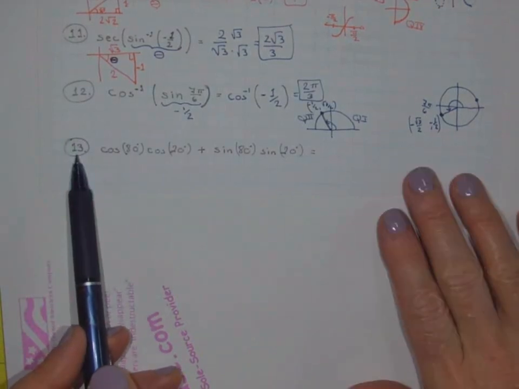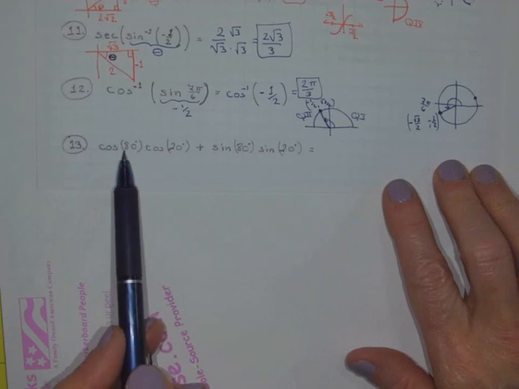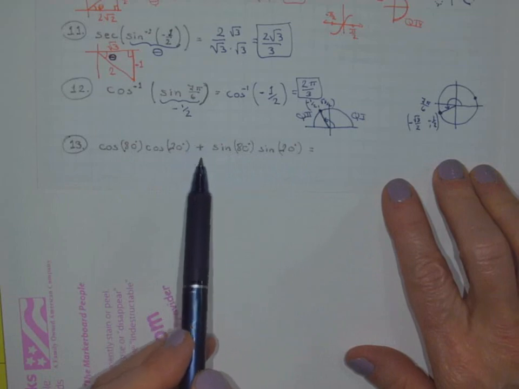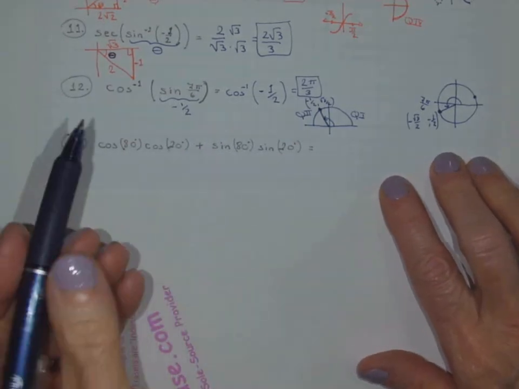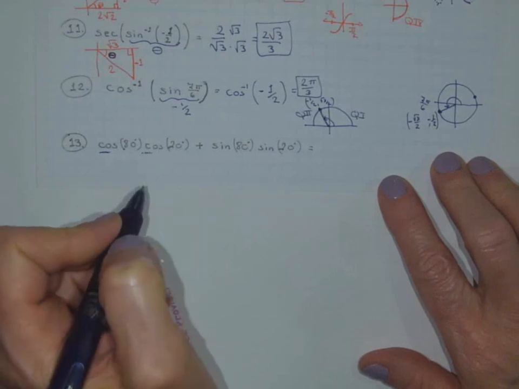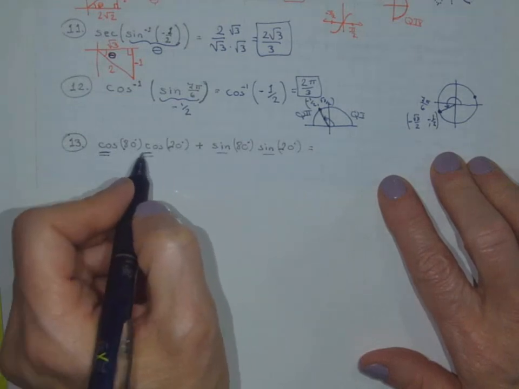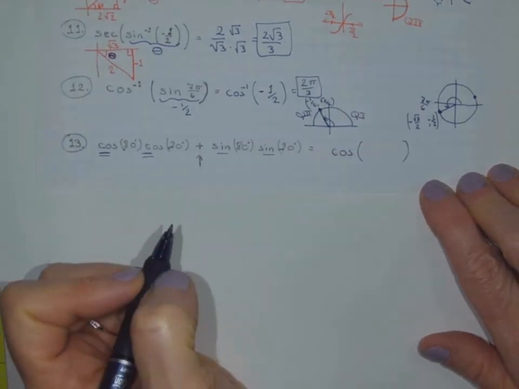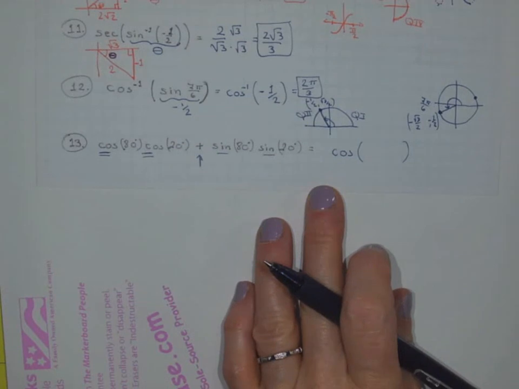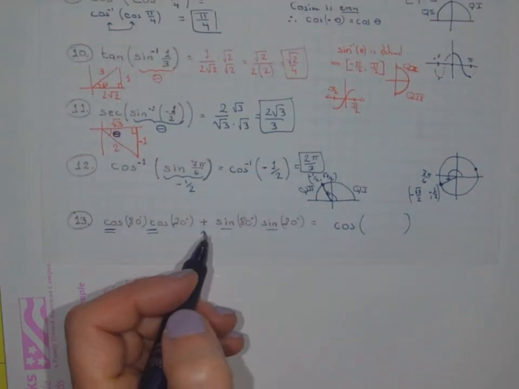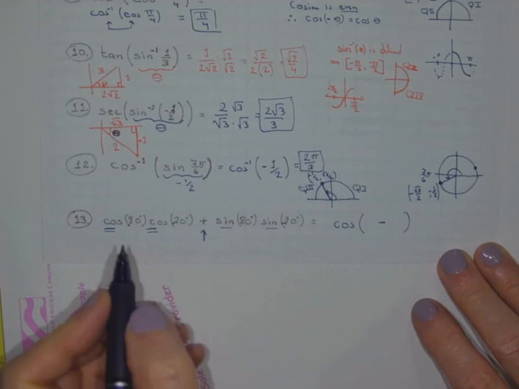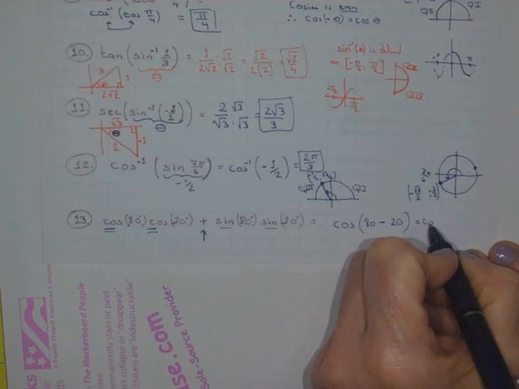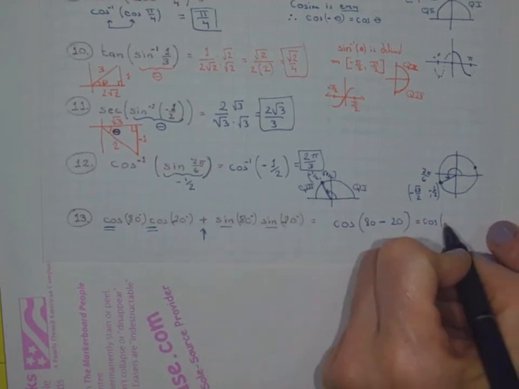Number 13. On this one, we are given, you should recognize this as one of your sum formulas. And I'm saying sum because I see the plus here, but you have to consider what do we have. So we have a cosine, cosine, sine, sine. So when you have the cosine, cosine, you know that's going to be a cosine of something, and the operation between the angles will be the opposite of what you see here. So I need a minus, and then pick your two angles, right? So 80 minus 20, and then that is the cosine of 80 minus 20, which is 60.